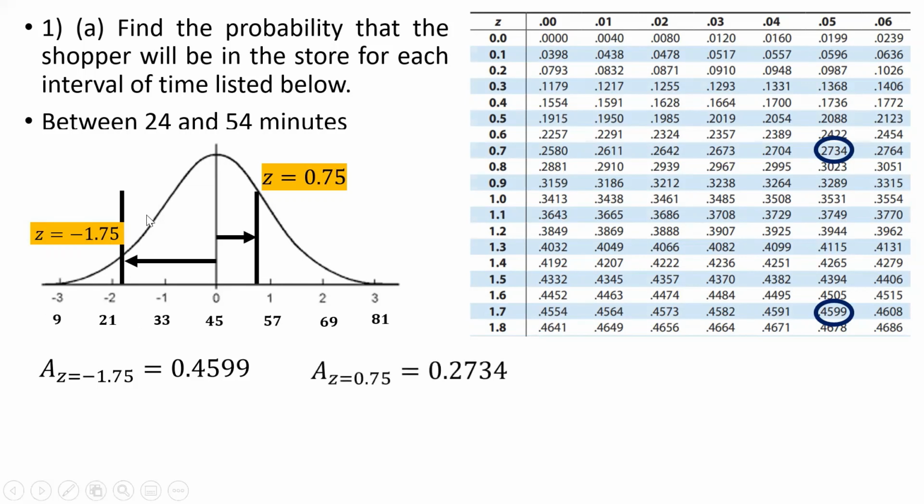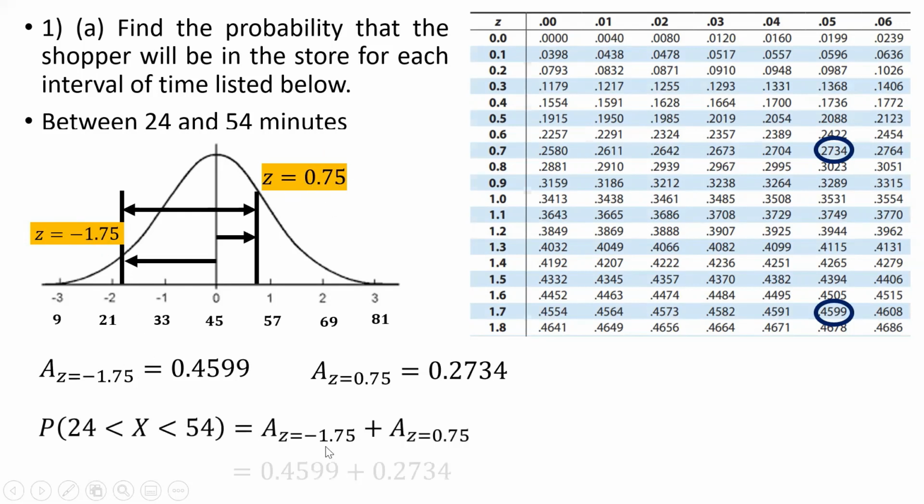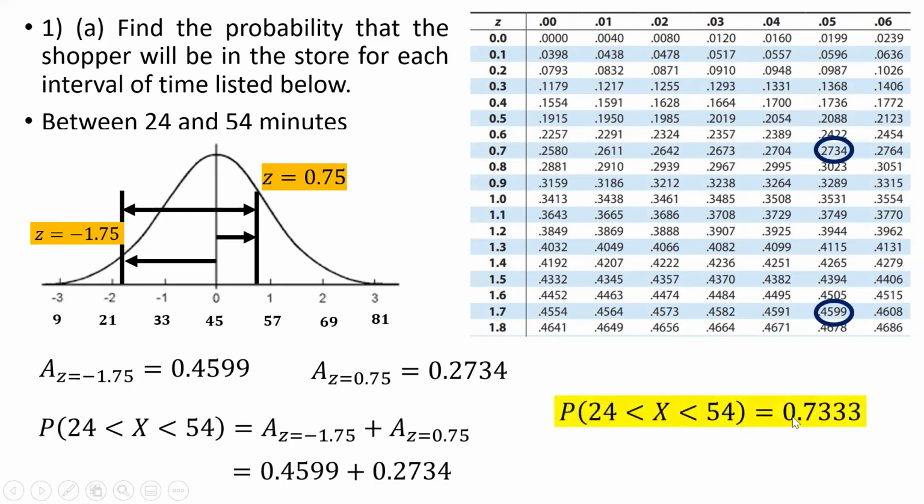Now, we need to find the area from negative 1.75 to 0.75, that is between the score 24 and 54. So we're going to add the areas of negative 1.75 and 0.75. The area of negative 1.75 is 0.4599, plus the area of 0.75 is 0.2734. Adding this, the sum is equal to 0.7333. So the probability that the shopper will be in the store between 24 to 54 minutes is 0.7333.